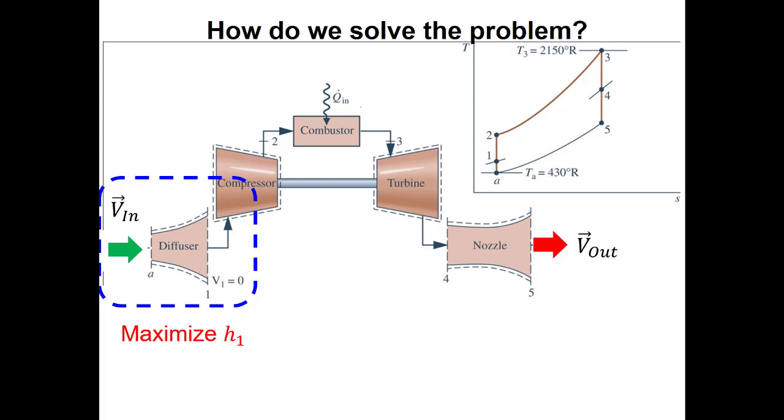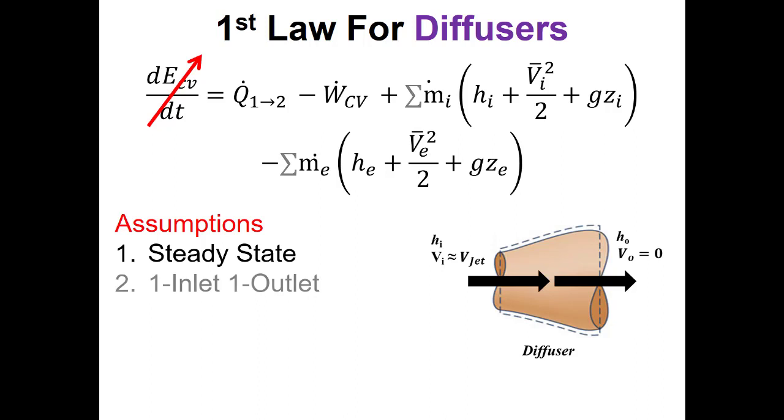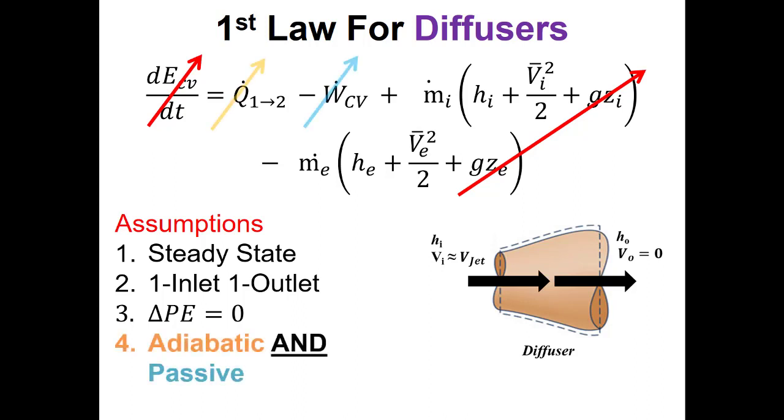The purpose of the diffuser is to turn as much of this kinetic energy as we can, and we'll assume we take all of the kinetic energy and use it to increase the enthalpy as we go from state A to state 1. To do that, we'll be armed with the first law. We'll assume that we're at steady state, that this diffuser has one inlet and one outlet. We'll neglect the change in the potential energy. We'll say that the diffuser is both adiabatic and passive.